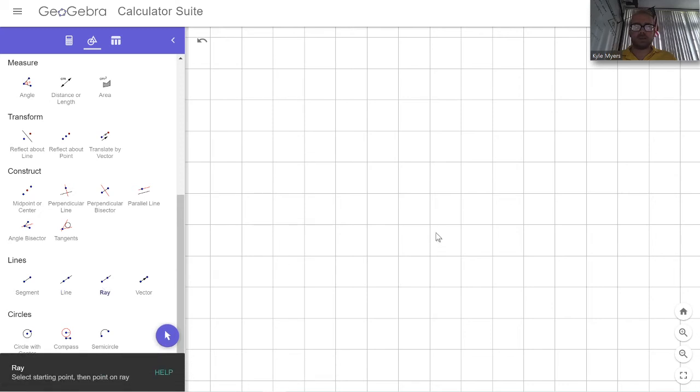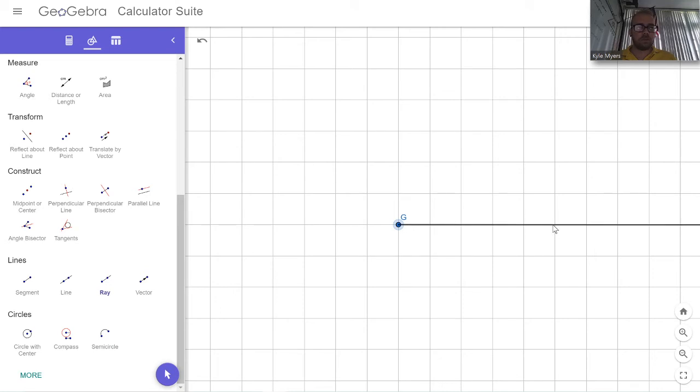So let's make an angle first. Let's do a ray. So out this way. So there's my ray. And then make another one from the same point. So maybe like this. All right, so now I've got an angle.